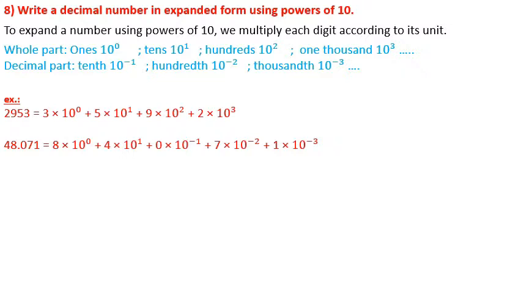If we talk about the decimal part, we start with the first unit near the point, which is the tenth. So any digit in the tenth should be multiplied by 10 to the power minus 1.